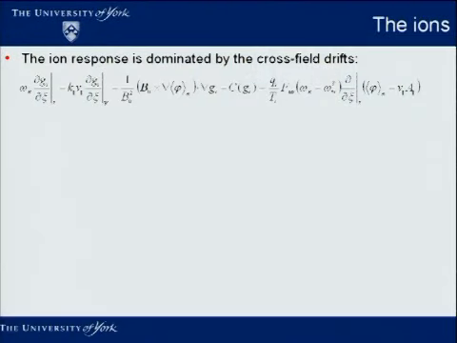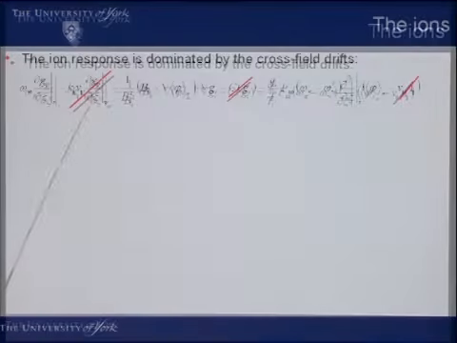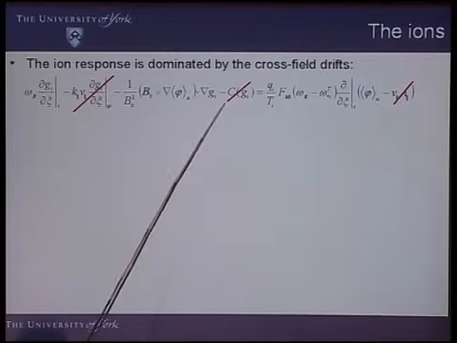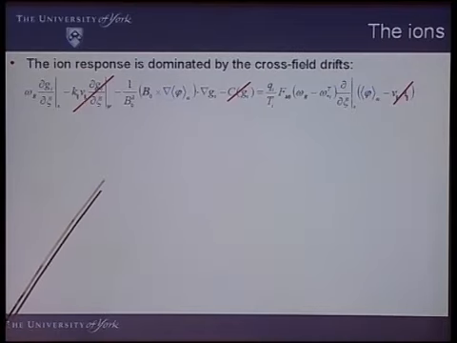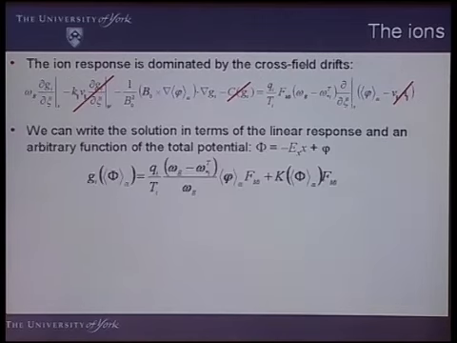Let's look at the ions now. So the ion response in standard drift wave ordering is to say that the parallel streaming is less than the drifts. And so the ion response is dominated by the drifts, and so we get rid of the parallel streaming terms and the collisions. Now this is quite an interesting equation actually, because it turns out, although this is non-linear here, it turns out that the linear solution is a solution of that non-linear equation. So you can write down this solution exactly.